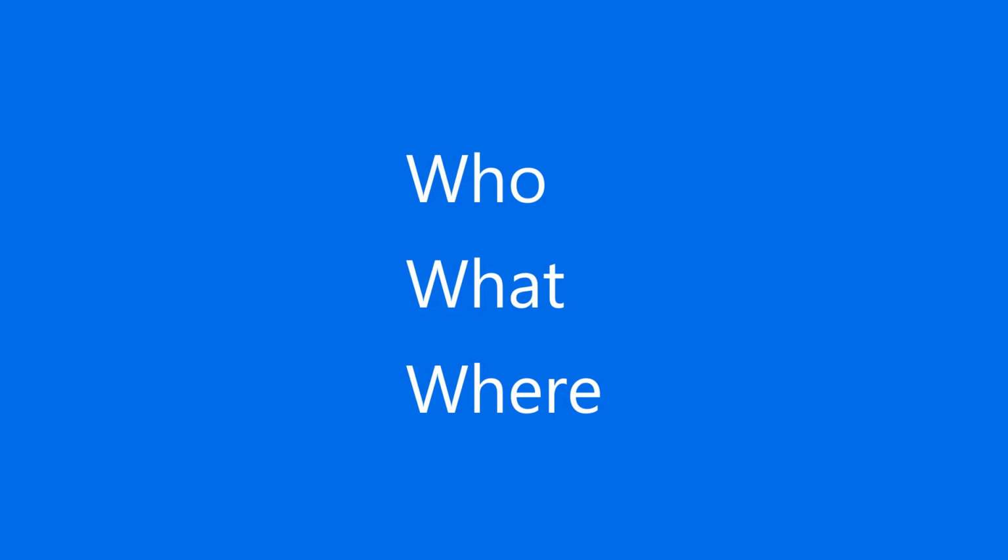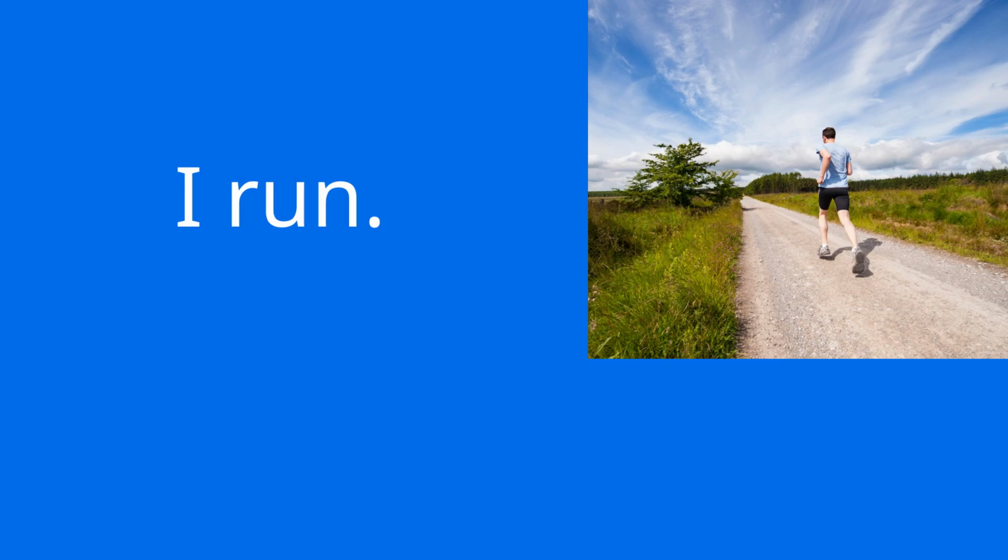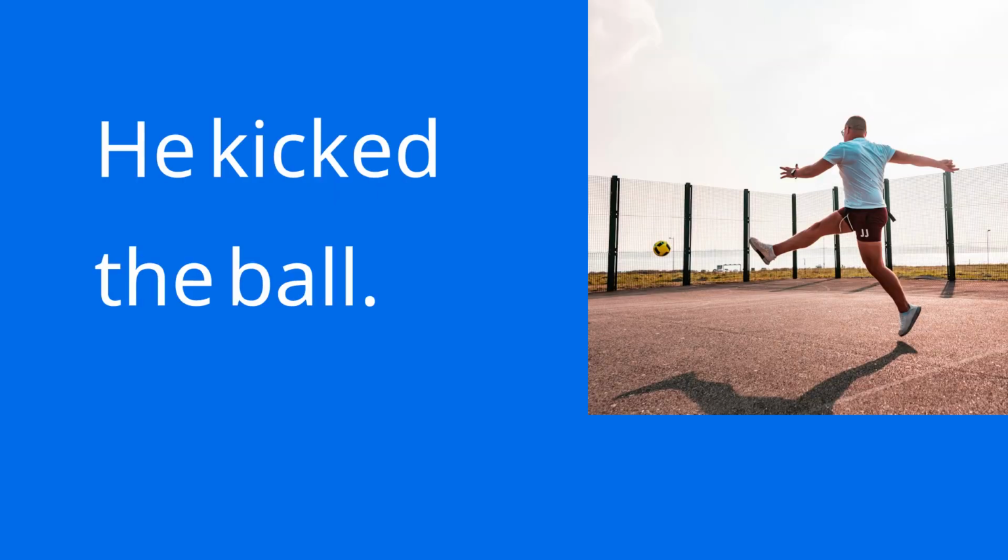In some sentences, it is not necessary to have where. For example, I run. This is a sentence, short but complete. Here is another point. What can include what as a thing and what as an action? For example, he kicked the ball. Who? He. What action? Kicked. What thing? The ball.